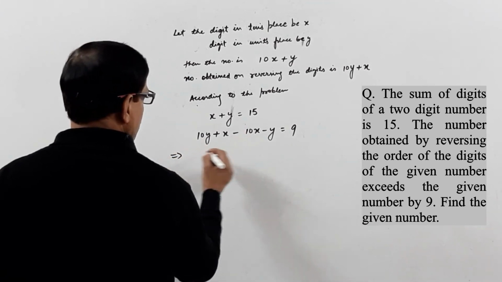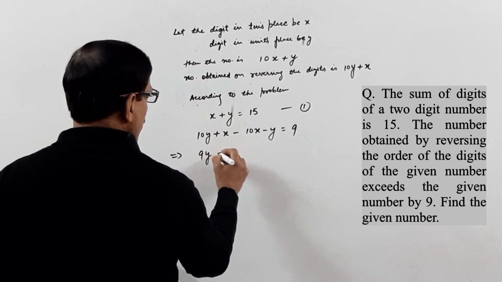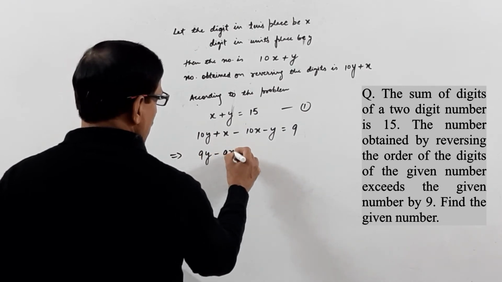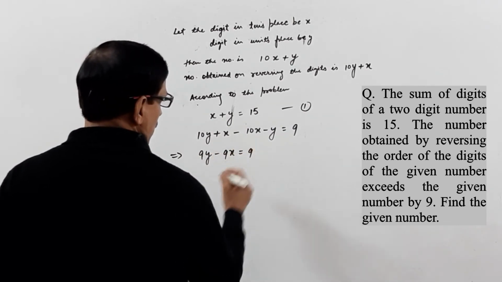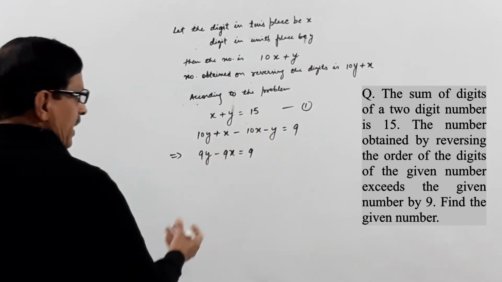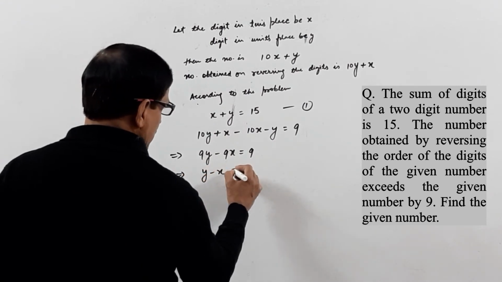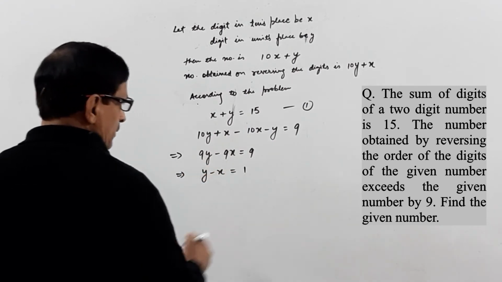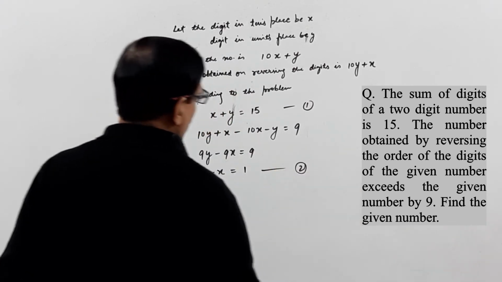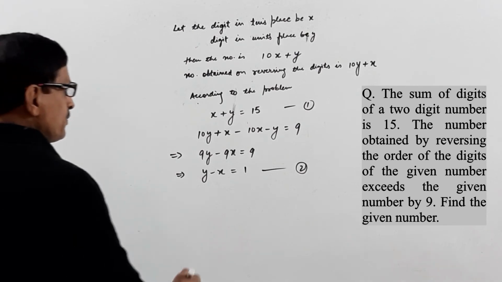It implies 9y minus 9x is equal to 9. We can divide both the sides of this equation by 9, which further implies y minus x is equal to 1. This becomes the second equation. Now solving the two equations, equation 1 and equation 2.